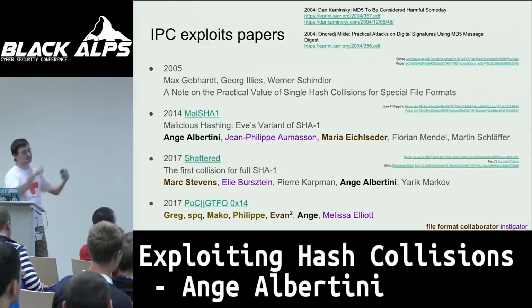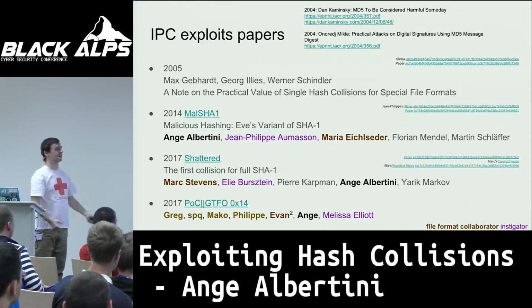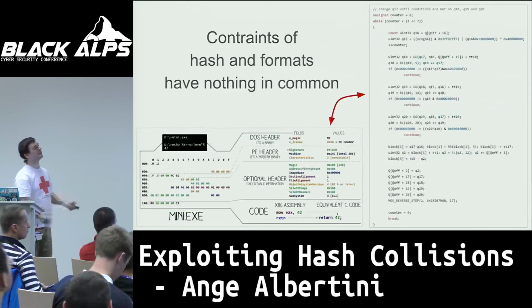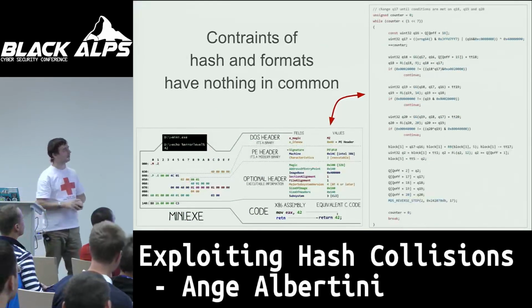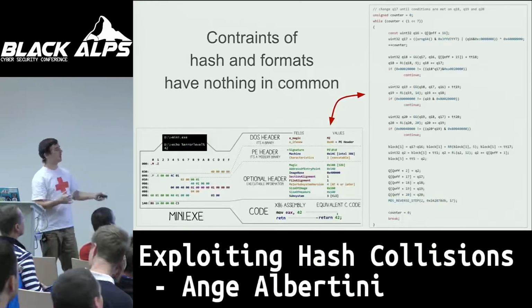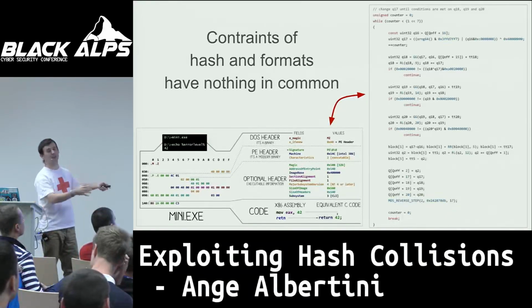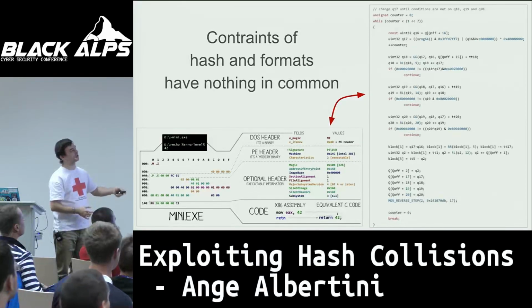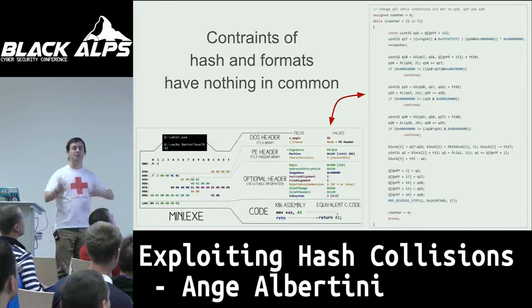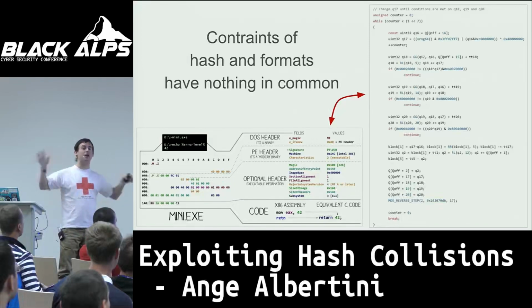And Melissa Elliott was the one who started the idea that we could do something for that, as a challenge. So the important point is that the constraints of hashes and formats have nothing in common. In the case of a file format, you need specific bytes at specific values. And in the case of hash collision, this is a collision generation code, it's bits and shifts and whatever, and this is very incompatible.